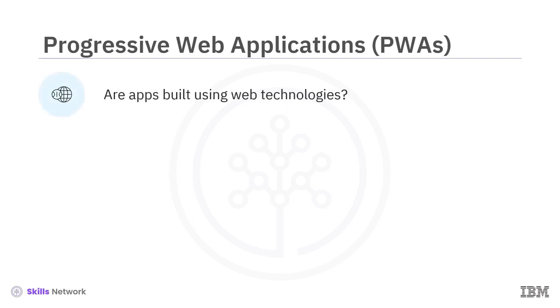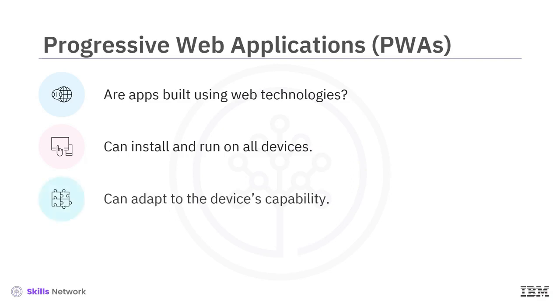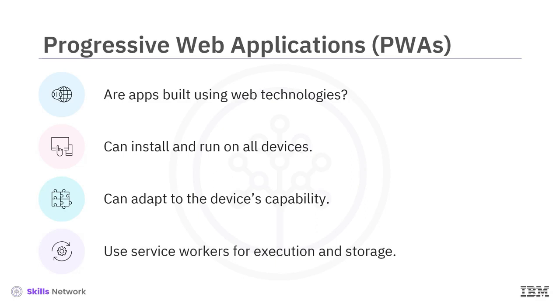PWAs are applications built using web technologies that provide an app-like experience to users. You can install and run these applications on all devices from one codebase. These adapt to the capabilities of each device and, like websites, can operate in web browsers. PWAs use JavaScript files known as service workers, which enable offline program execution and data storage to provide app-like navigation and excellent visual quality.